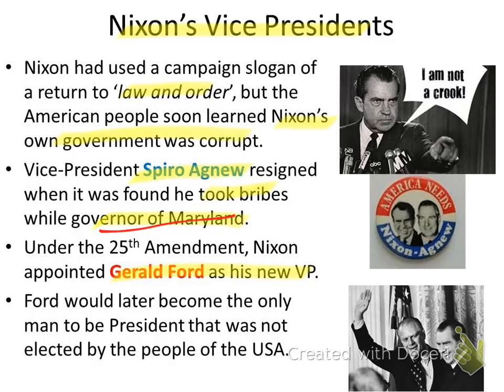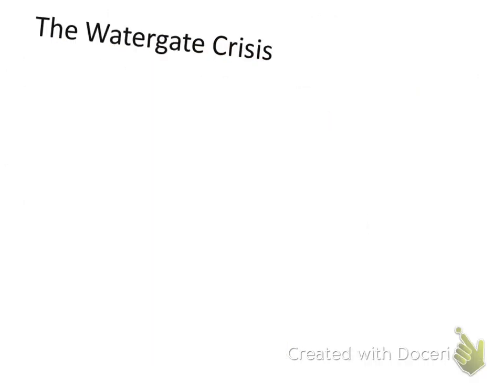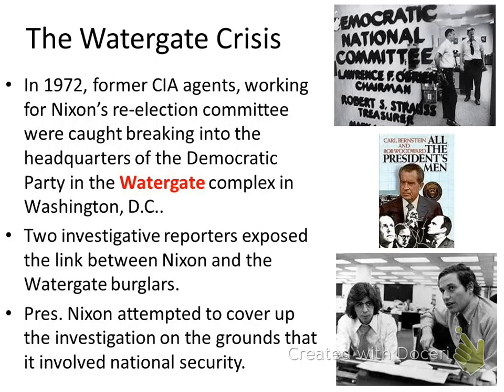And so when Nixon resigns in '74, Ford would become president, and he would be the only president who was not elected by the people of the United States. Now, again, we've had VPs who became president, but they were elected to the office of VP. Ford was not elected to the office of VP. He was appointed by Nixon, becomes president when Nixon resigns.